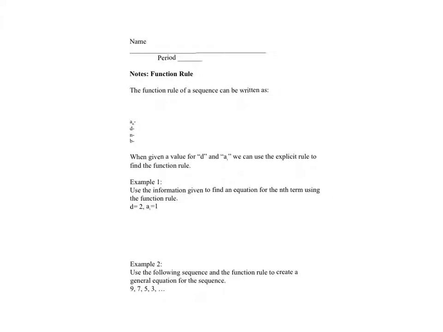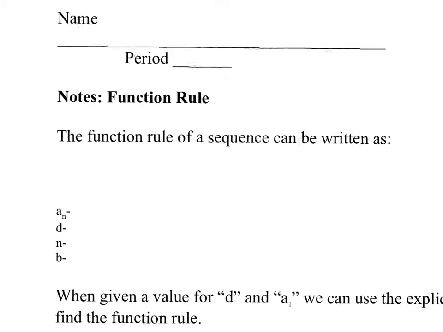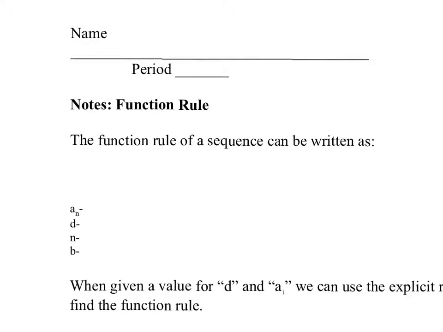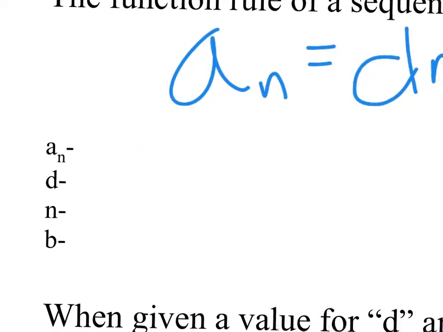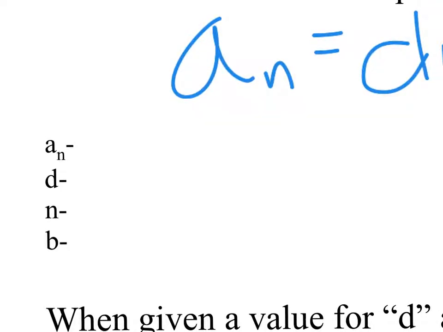In this video, we're going to go over the notes for the function rule. So our first part is the function rule of a sequence can be written as A sub n equals D times n plus B. For these next four lines, we're just going to define what each part of the sequence means.